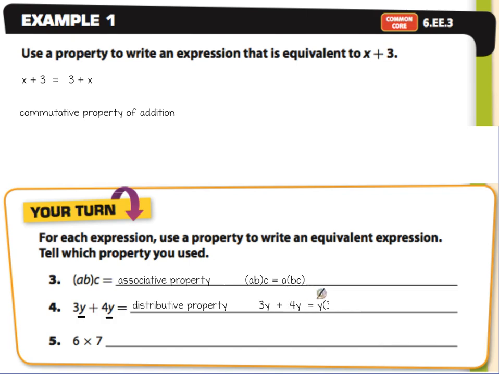So what we're going to do is pull the y to the outside, and then put a parenthesis. Then we're going to keep the 3 and put it on the inside of the parenthesis, and keep our addition sign because we're adding. And then we're going to use the 4 on the inside. So we took that multiplication, and instead of multiplying the y by the 3 and the 4, we took it to the outside and we're multiplying it at the end.